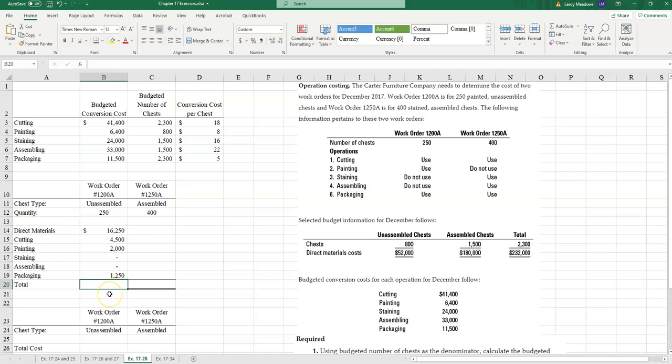Now I want to know what is the total cost of the work order for 1200A. Well, I'm simply going to add all these costs together, direct materials and the conversion costs associated with the respective operations that this work order went through. And when I do that, I get a total cost of $24,000.